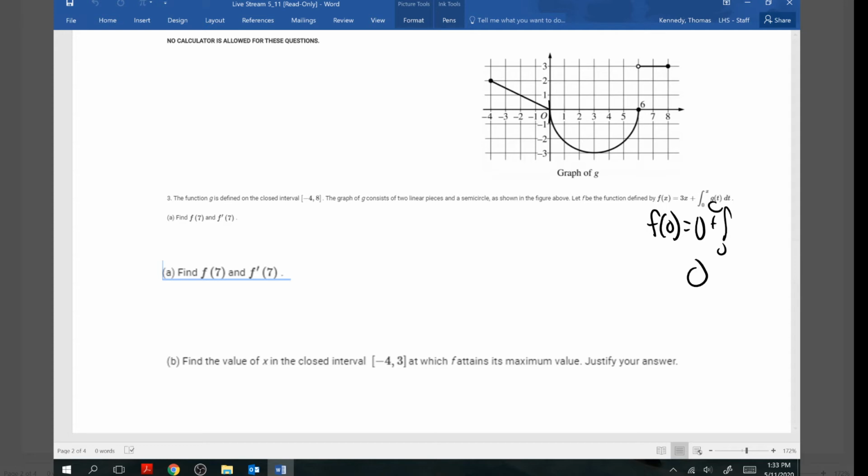So from 0, I need to figure out the area of the semicircle, which is negative 1/2 because it's half of a circle, pi times 3 squared. So negative 9 pi over 2. And because I'm going to 7, I'm also adding this piece, which has an area of 3. So from 0, I go down 9 pi over 2, and I add 3. So it's 3 minus 9 pi over 2.